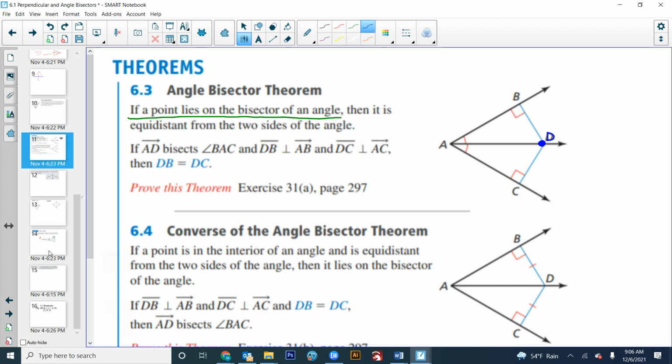Conclusion? D is the same distance from the sides of the angle. So D to B and D to C are the same length.